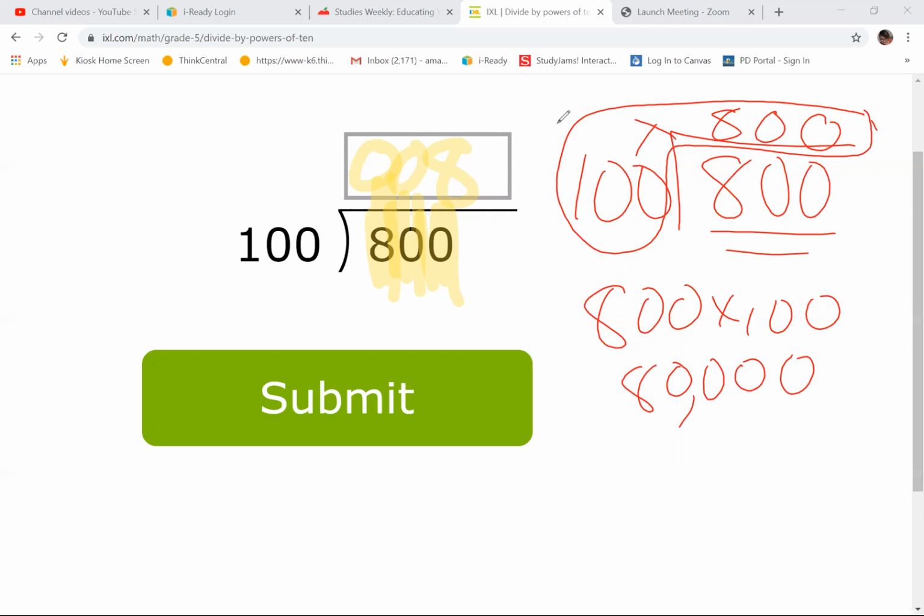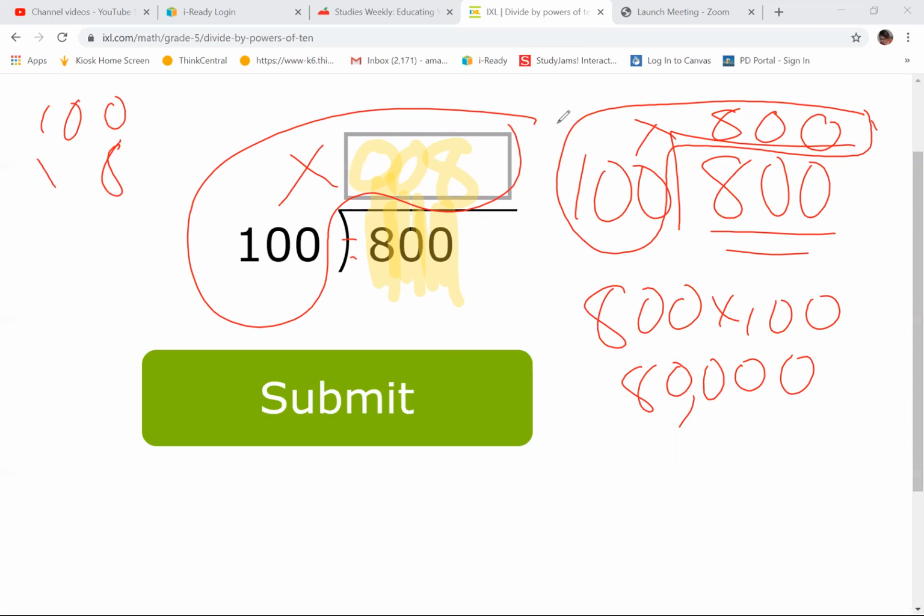But we did it again step by step, and we said it was 8. So let me double check by multiplying these two together, and it should equal my dividend. So 100 times 8, it sure is, it's 800. Now that's how I know my answer is 008, or just 8.